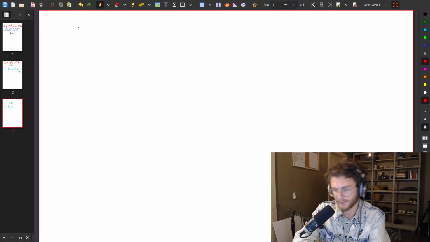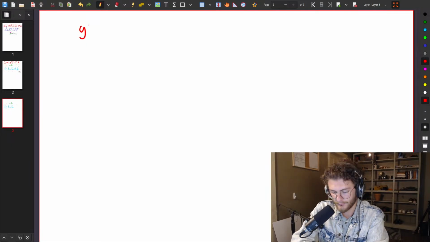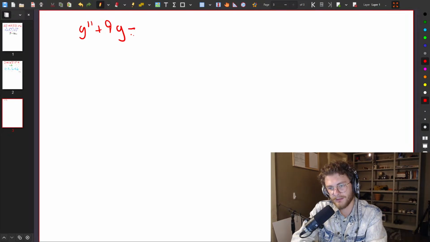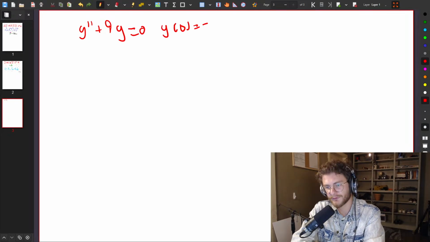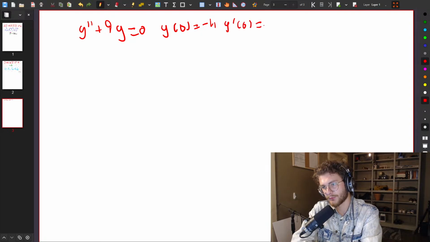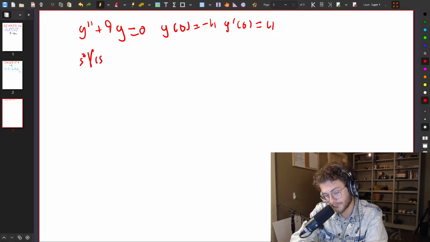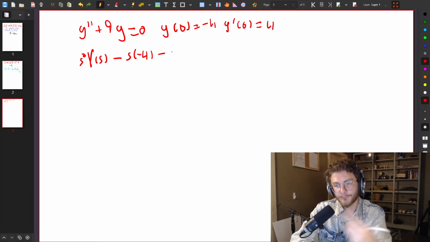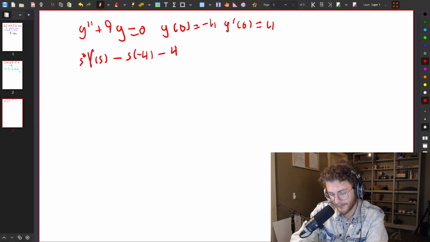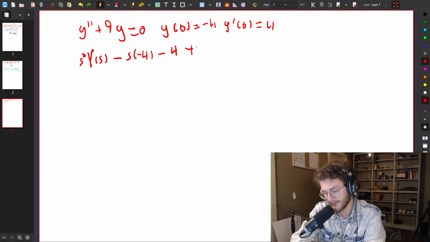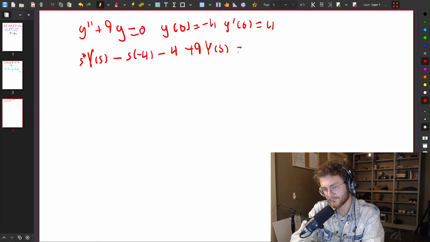y double prime plus 9y equals 0, where y of 0 equals -4 and y prime of 0 equals 4. Now this problem is going to be relatively straightforward because we know all the mistakes that we made last time, and hopefully this will be a bit faster. y double prime is going to be s squared y of s minus s times y naught, which is -4, minus y prime naught, which is positive 4. That's going to be plus 9y, simply y of s, equals 0.